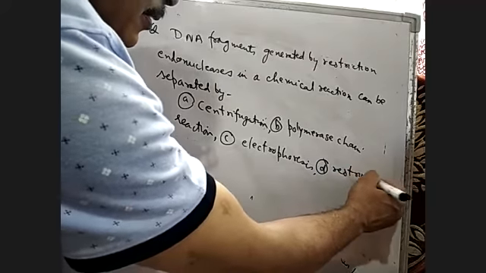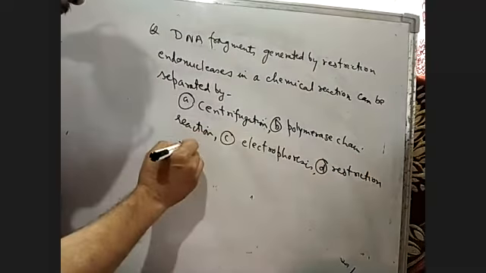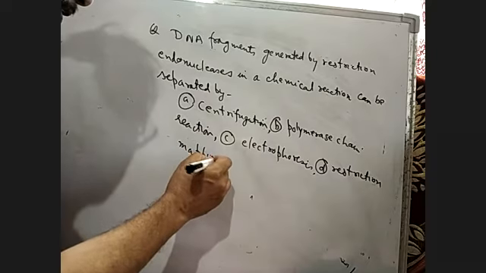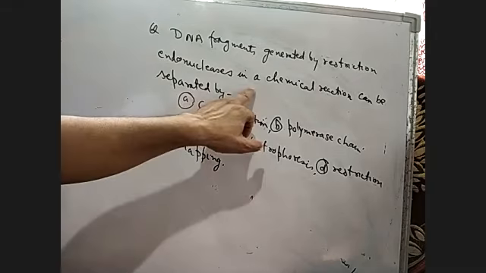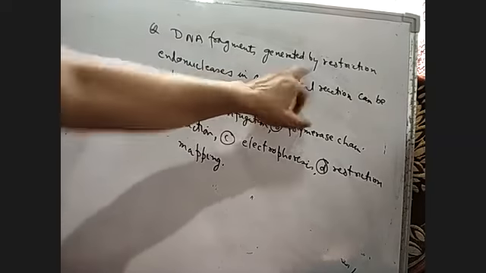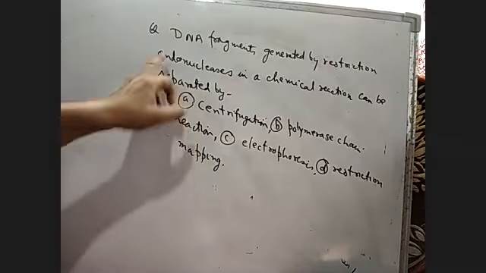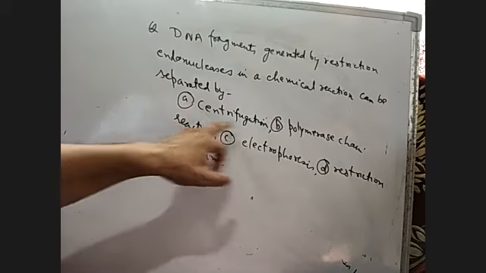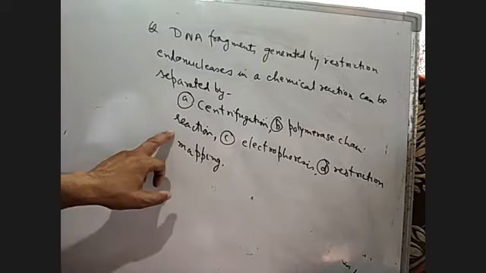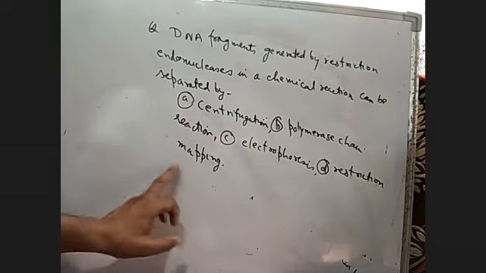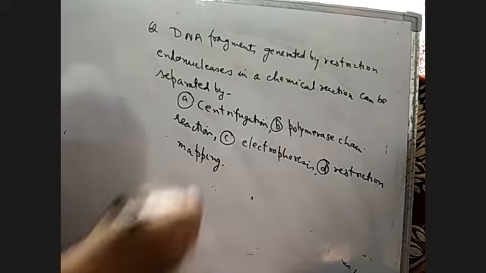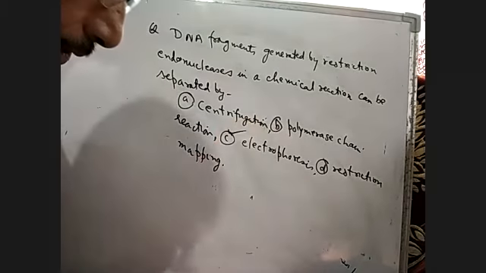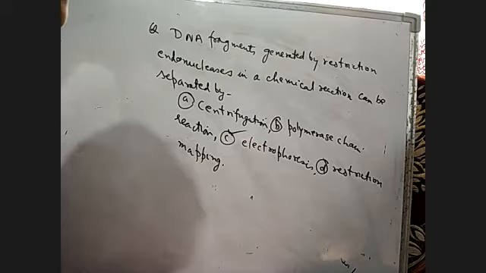Restriction mapping. So, the DNA fragments generated by the restriction endonucleases in a chemical reaction can be separated by centrifugation, polymerase chain reaction, electrophoresis, or restriction mapping. The answer will be electrophoresis.